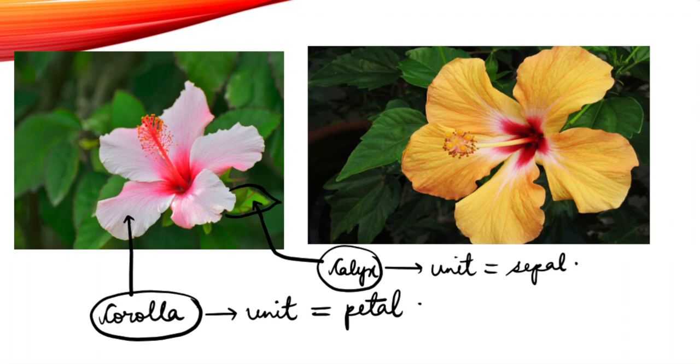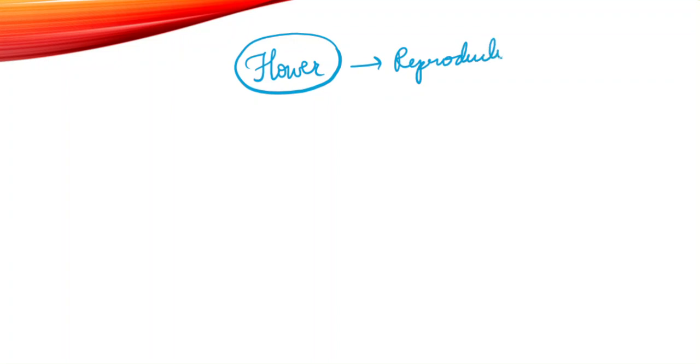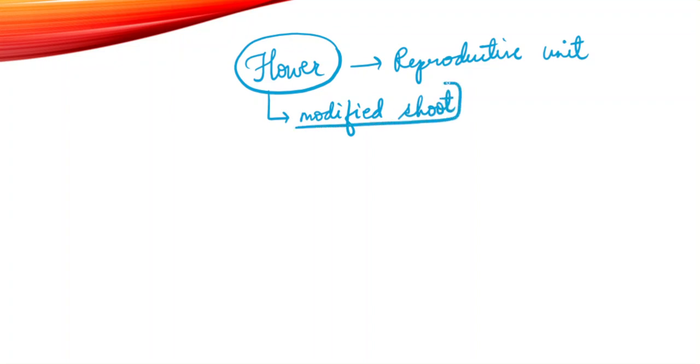When we speak about a flower, now from where the flower came and all, we will speak about this in the next lecture in detail, but let us speak about some part. When I speak about a flower, it is a reproductive unit. What is a flower? Flower is a reproductive unit. Flower is something which is a modified shoot. What is a flower? A modified shoot. Shoot means a stem, right?